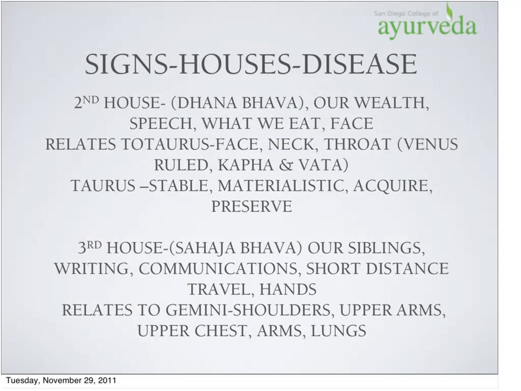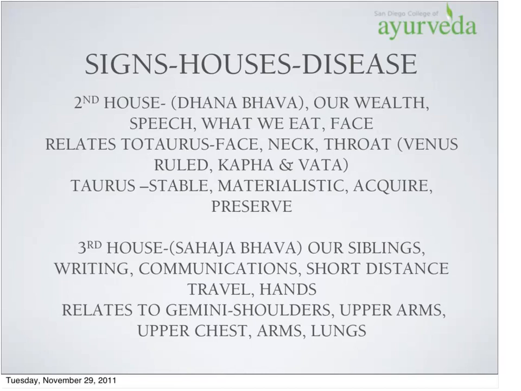So this relates to the sign of Taurus, which is the second sign of the natural zodiac. Taurus deals with the face, the neck, and the throat area. Taurus is ruled by the planet Venus, and Venus is, Parashara said, both Kapha and Vata. So this gives you more information about Taurus.